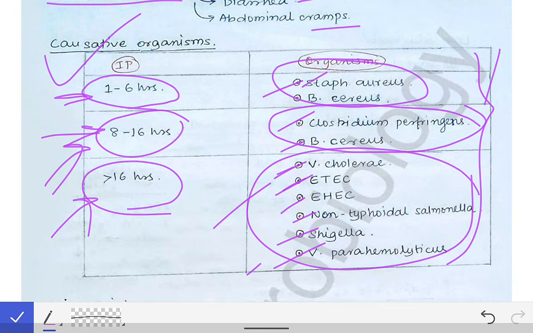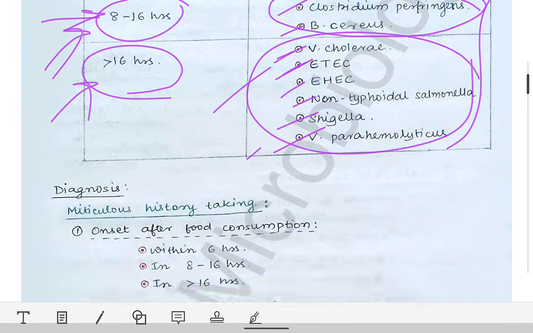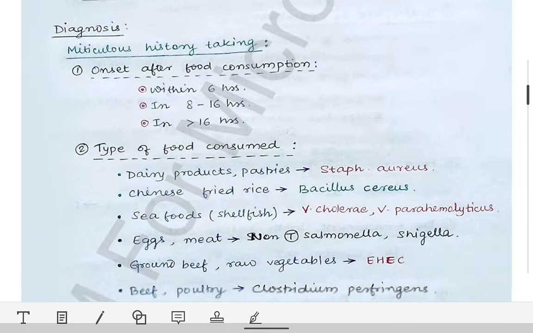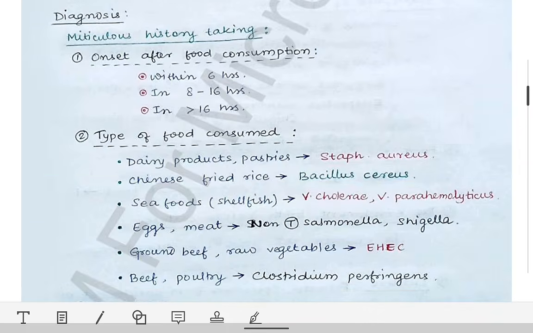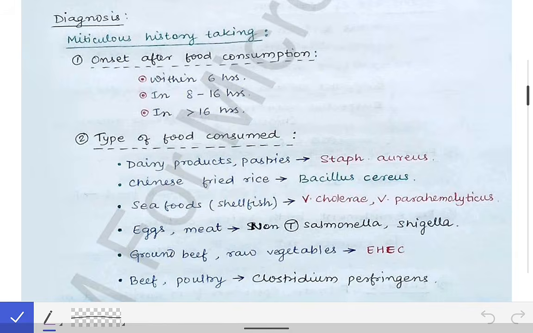After answering the causative organisms, you have to diagnose the case. Diagnosis of food poisoning is not based only upon laboratory diagnosis, because there are so many organisms which can cause food poisoning. So you have to narrow down to a particular group of microorganisms which you will focus on in your lab to diagnose the particular microorganism causing the food poisoning.